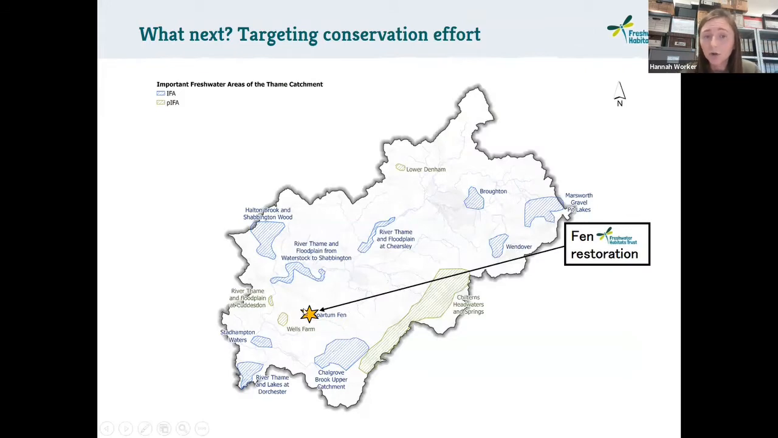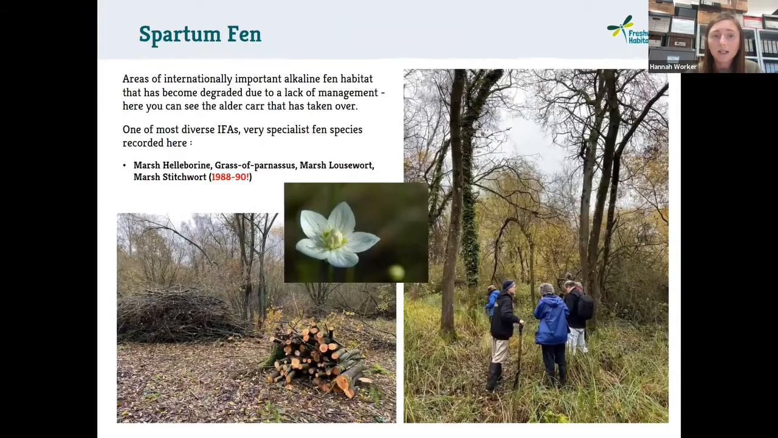And finally, just to talk about another site, hopefully giving you a range of the different habitats and what you can do and what we're doing to help restore and protect the species there. But moving on to Spartum Fen. So this was one of the most diverse areas in the catchment. It's an alkaline fen. It's become degraded over time, but it has old records for marsh hellebore, grass of Parnassus, marsh lousewort, marsh stitchwort.